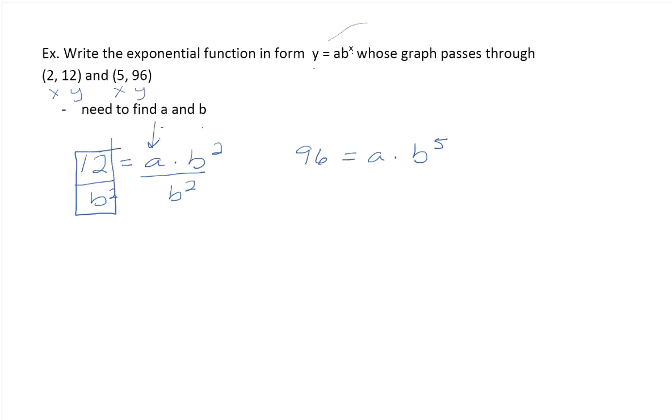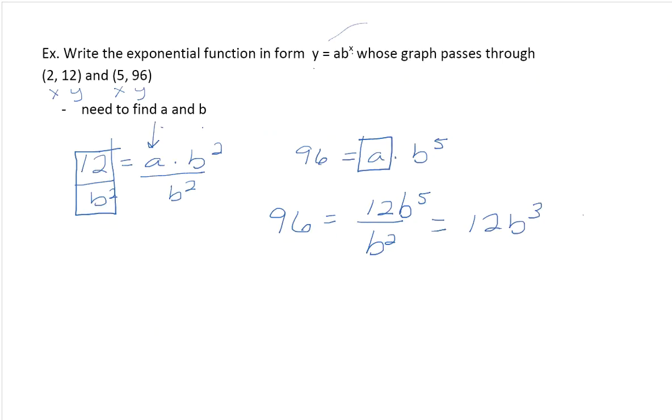So let's take this a and put it into the other equation where the letter a is. So now I'll have 96 equals 12 over b squared and then times b to the fifth, so I will put that in the numerator. Now let's do some simplifying. We have like bases here. We can divide b squared into the b to the fifth, and I'd have 12b to the third.